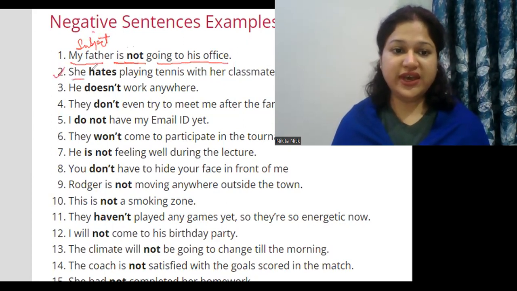Number 2, she hates playing tennis with her classmates. So here you are using negative emotion, right? She hates playing tennis with her classmate.